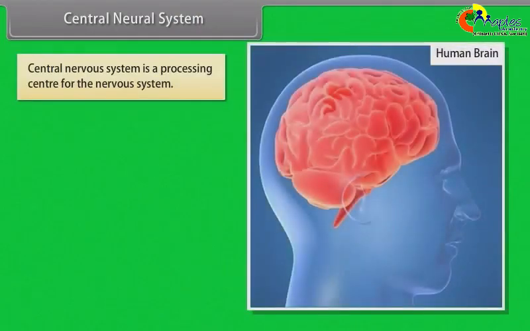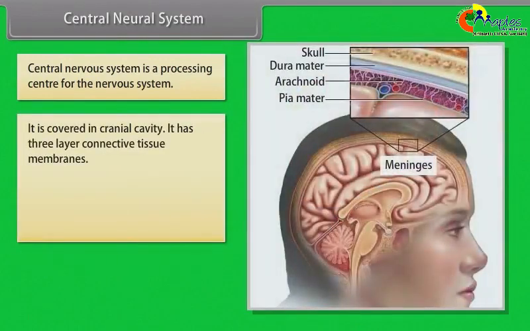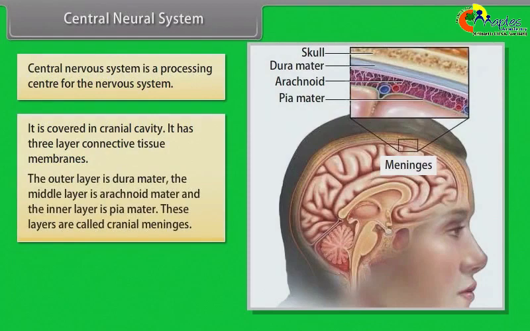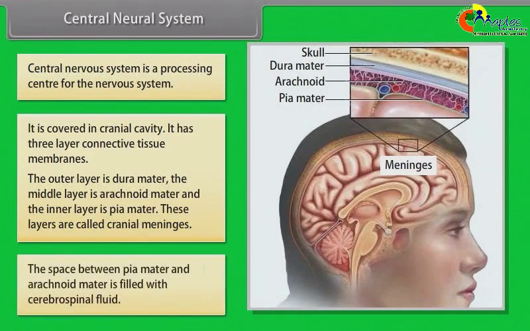Central nervous system. The central nervous system is a processing center for the nervous system. It is covered in the cranial cavity. It has 3-layer connective tissue membranes. The outer layer is dura mater, the middle layer is arachnoid mater, and the inner layer is pia mater. These layers are called cranial meninges. The space between pia mater and arachnoid mater is filled with cerebrospinal fluid.